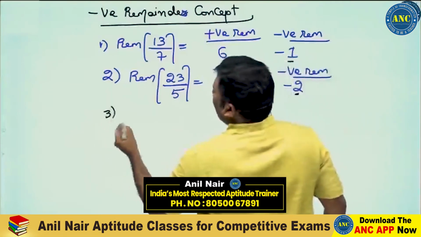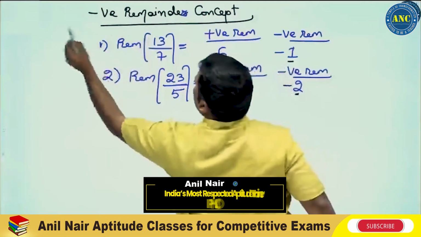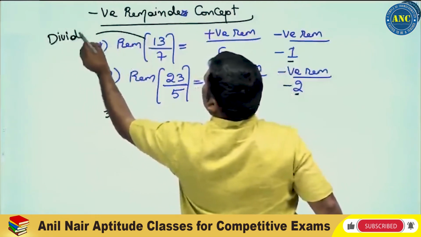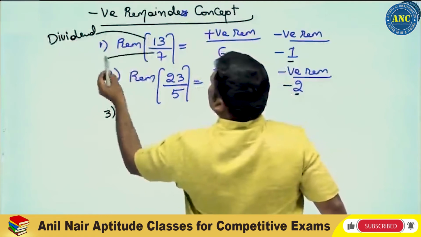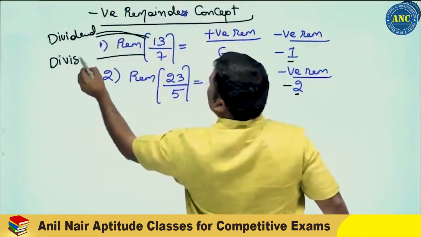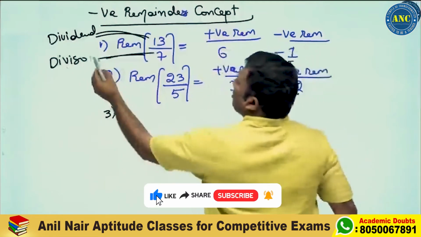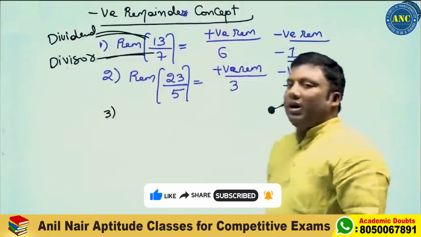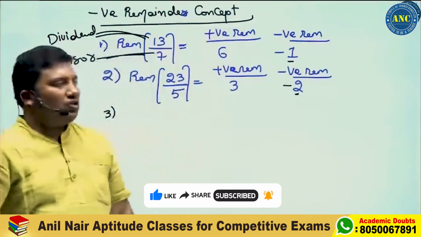Now, 13 is the number which is getting divided, so it is the dividend. 7 is the number which is dividing, so it is nothing but the divisor. 7 ones are 7. Positive remainder 6. Negative remainder minus 1.